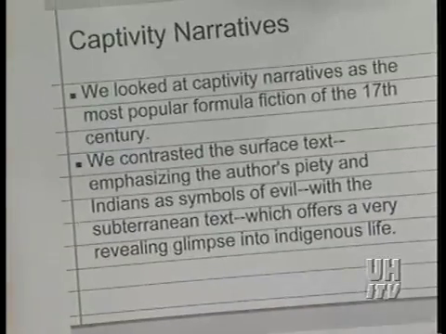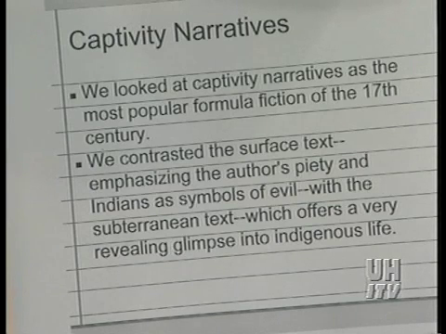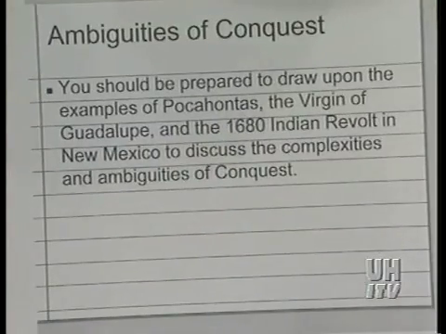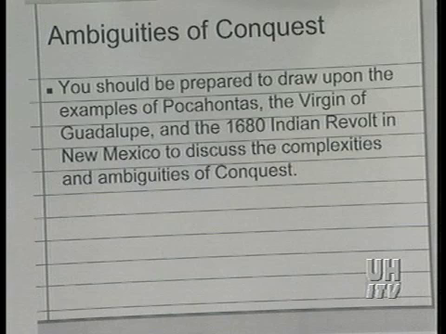Professor Dorothy Baker then examined the captivity narratives, which were the most popular form of fiction in the 17th and 18th centuries. We contrasted the surface text of these captivity narratives, which emphasize the author's piety and Indians as symbols of evil, with the subterranean, the hidden text, which offered revealing glimpses into the attractions of indigenous life. And finally, we ended by looking at the ambiguities of conquest, and you should be aware of the examples of Pocahontas, the Virgin of Guadalupe, and the 1680 Indian Rebellion in New Mexico as instances where conquest is not simply a one-way street, but results in a negotiated compromise.